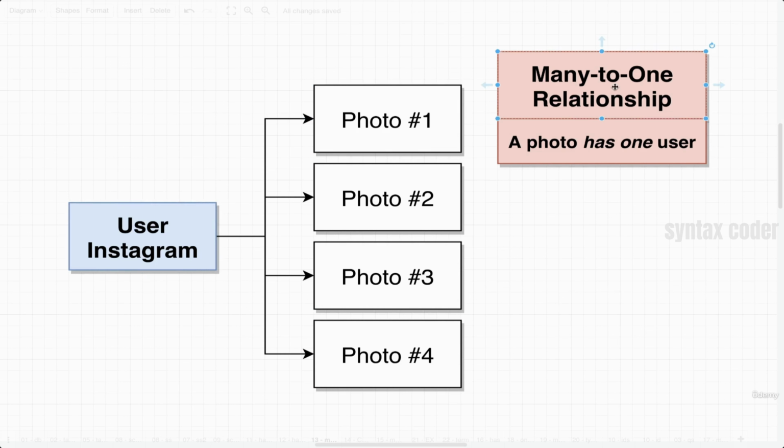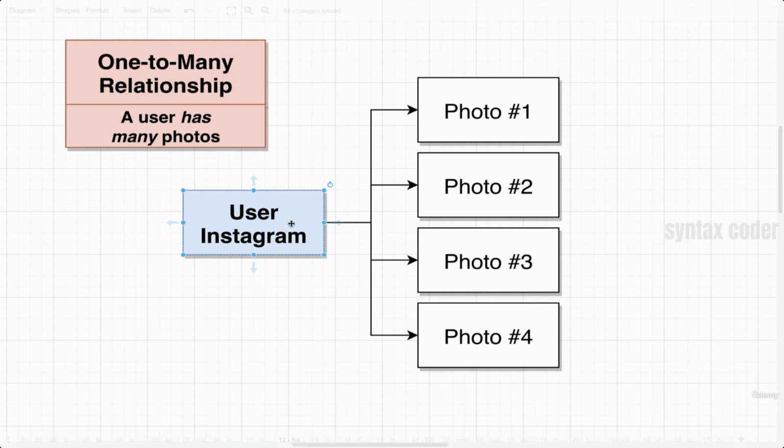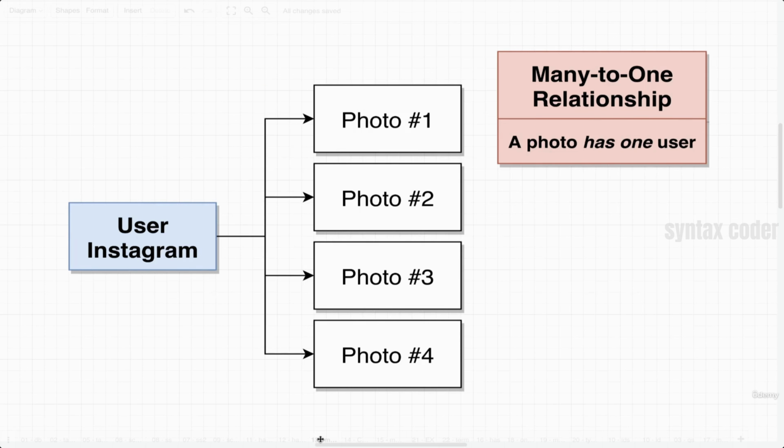We would refer to this as a many-to-one relationship. So many different photos belong to one single user. And I want you to notice right away that out of these first 2 relationships we've looked at, one-to-many and many-to-one, they're the exact opposite of each other. And it really just depends upon which perspective you are looking at this relationship from. So if you're looking at this from the perspective of a user, it is a one-to-many relationship. If you're looking at it from the perspective of a photo, it is a many-to-one.